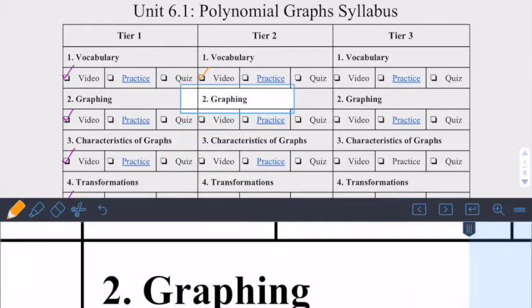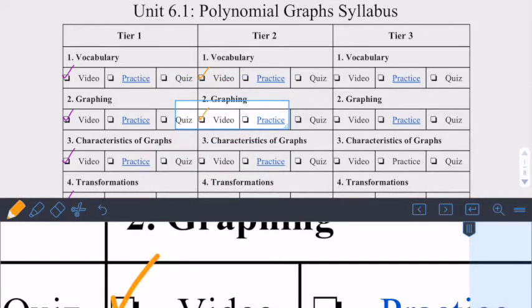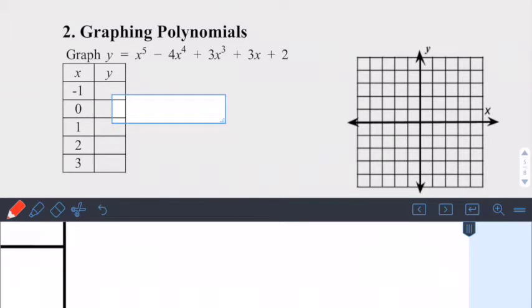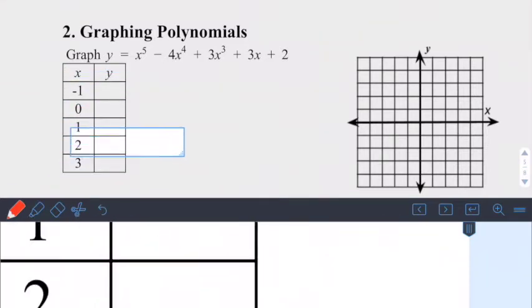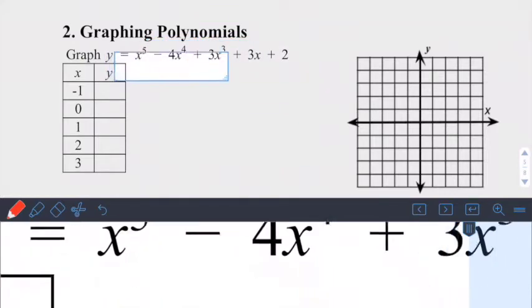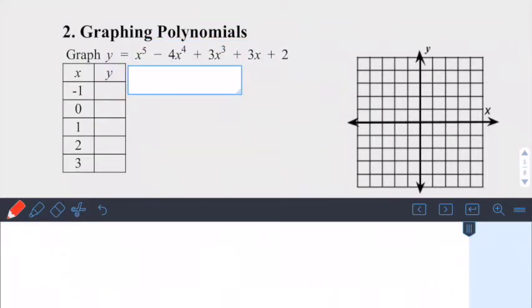This is tier 2 graphing polynomials. So now we're going to graph again, and we're going to still plug in the points. All right, it's just going to be a little bit harder now because there's a lot more going on. So I'm going to plug -1 in.